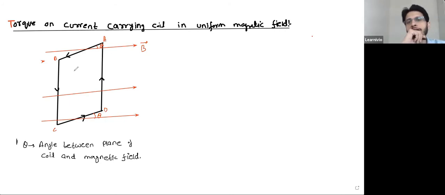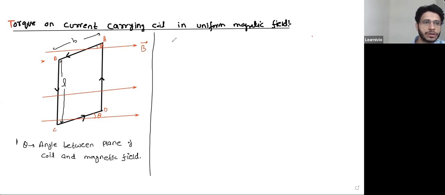Next, we can calculate. To calculate torque, the first step is to calculate the force on each straight segment. Let's take the length of this segment as B and of this segment as L. Let's first calculate the force on section AB. On AB, the expression of force is FAB equals I, using the same expression we derived yesterday, I L cross B.